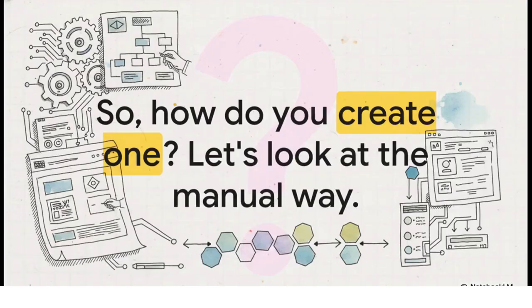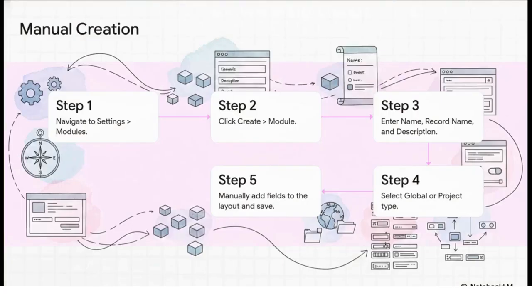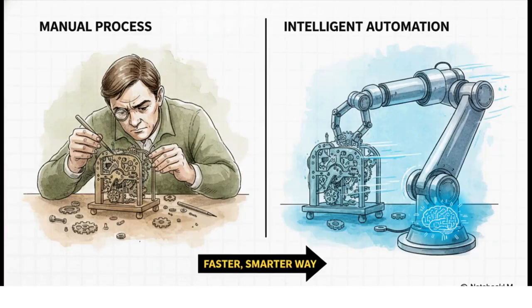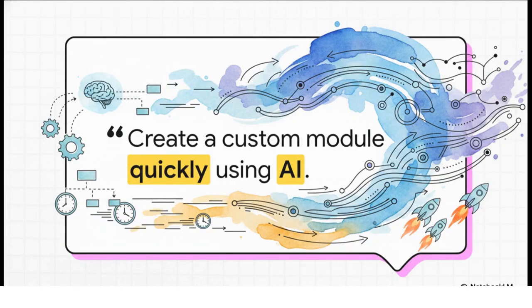Okay, so how do you actually make one? Let's walk through the manual way first. It's super simple. You just head to Settings, give your module a name, and start building. But listen, while that works, there's a much cooler and way faster way to do this. Yep, Zoho Sprints now has AI to build these for you. And honestly, it's a game changer.